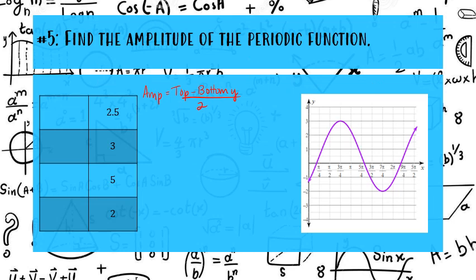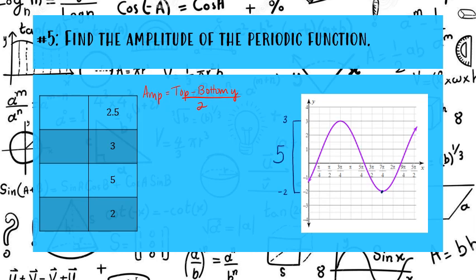Question number 5, find the amplitude of the periodic function. So what you want to look at is the highest point, which is 3, and the lowest value, the minimum, which is -2. So when I do this, I just say, all right, what's the height of the total graph? So I have 3 on the positive side, 2 on the negative, so I say my total height is 5.